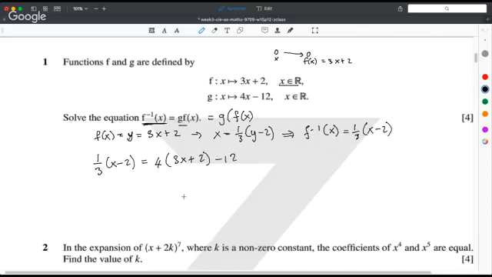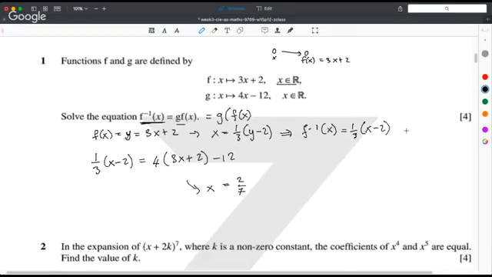So if you multiply through and you rearrange, you can get a value for x. And that's all that is to it. So it's just about knowing this function notation and how to get the inverse function from a function, this relabeling thing.